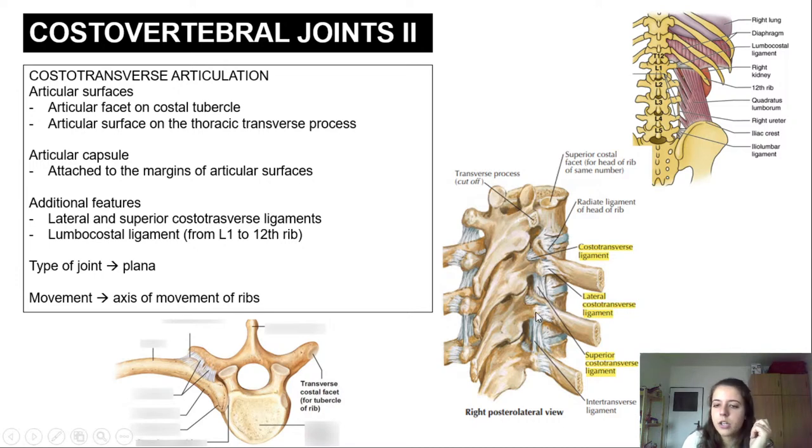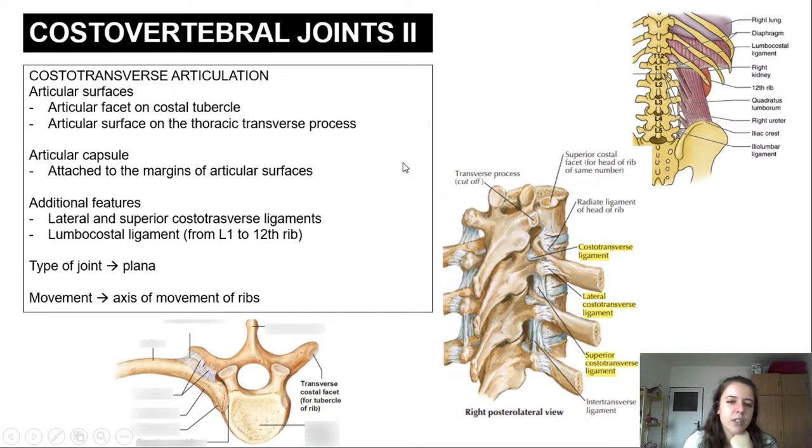So superior and lateral. And then we also have to mention the lumbocostal ligament that you can see here, which is going to join the transverse process of L1 with the 12th rib.